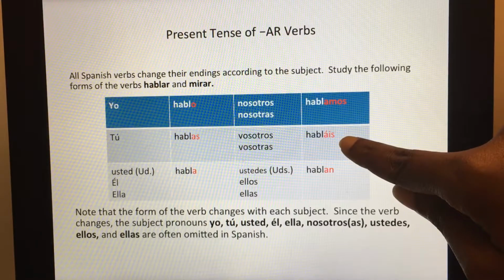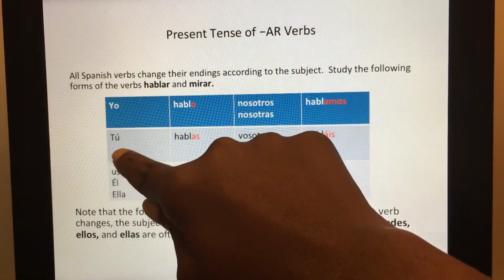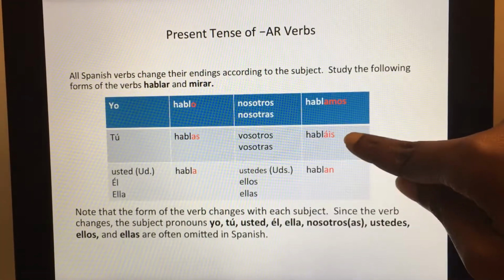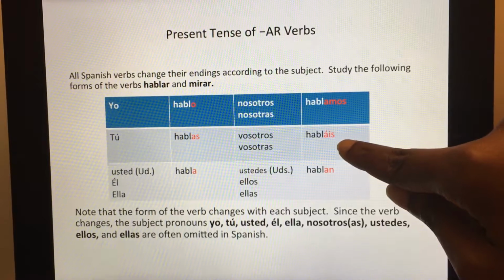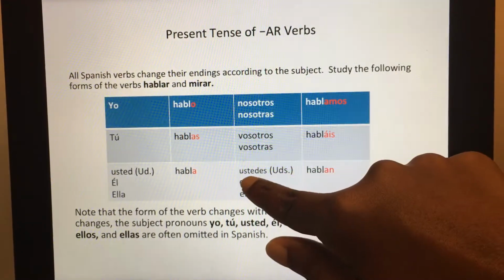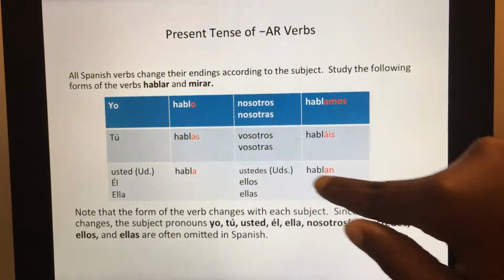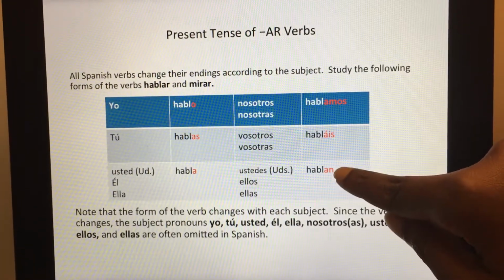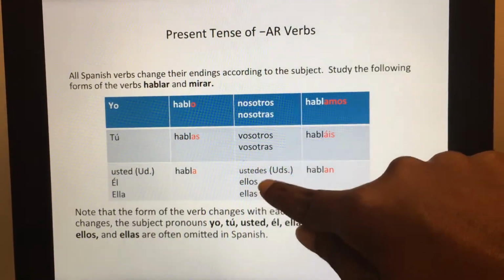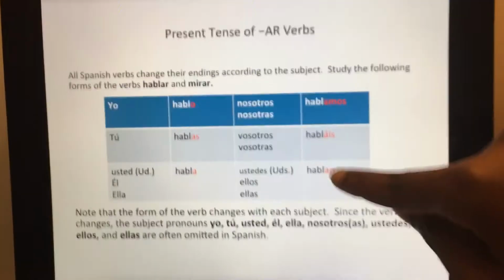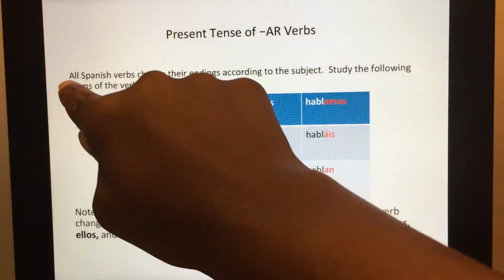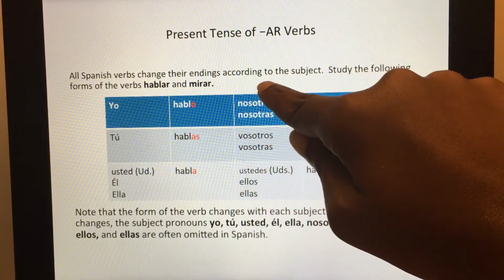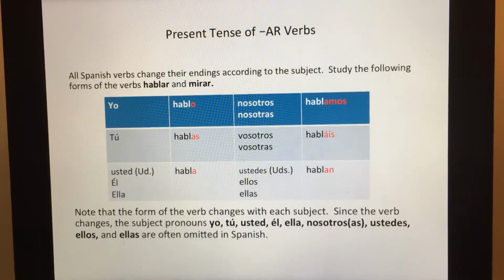This is pronounced habláis. This is the plural of this. But this is only used in Spain. So when I want to say you all, in Latin America and the United States, they would say ustedes. Ustedes hablan. Ustedes hablan. You all are talking. But when I want to say they are talking, it's either ellos or ellas hablan. All Spanish verbs change their endings according to the subject. It's very important.